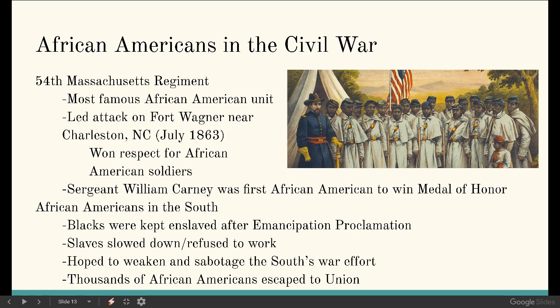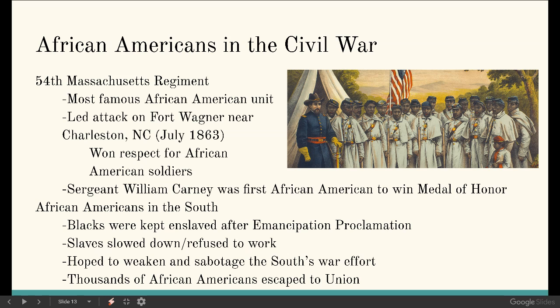Now, one of the most famous African American units is the 54th Massachusetts Regiment. And they led a famous attack on Fort Wagner near Charleston, North Carolina, in July of 1863. And even though this wasn't a major victory, African American soldiers won respect for other African Americans who were fighting in the war. And so Black soldiers are seen now as people who can actually fight successfully. Sergeant William Kearney was the first African American to win a Medal of Honor from the 54th Massachusetts Regiment. And then we have African Americans in the South as well.